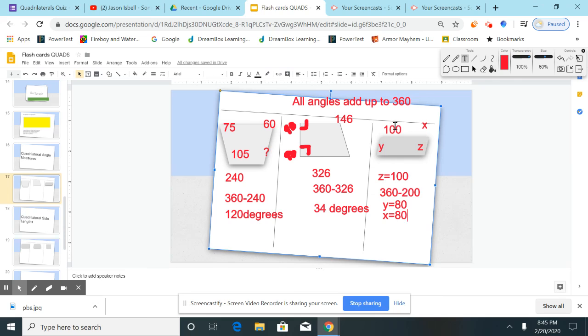So you only need to know one angle, and you can figure out the other two angles by using your properties of parallelograms. If this is 100, this is 100. They add up to 200. 360 minus 200 is 160, like I said before. Then divided by 2, because you've got two angles to share those degrees, 80 and 80. That is your answer. Z is 100, Y is 80, X is 80. These are the angle measures of a quadrilateral.